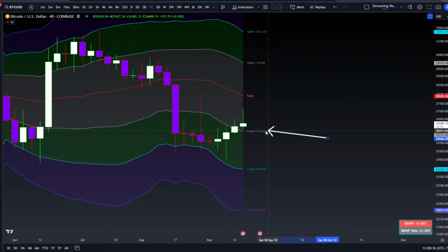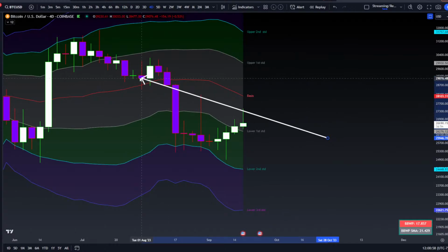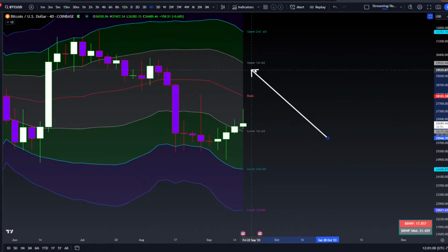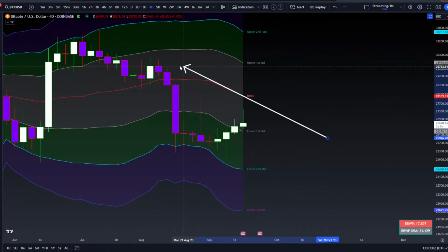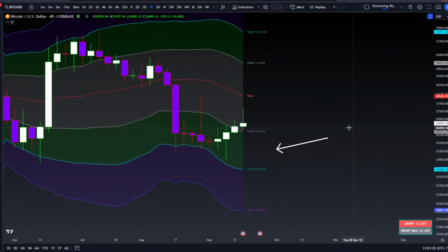If we do see closures below there, then it brings back into play the lows here on a close at first, and that's coming in around 25,800 to the wick lows and the lower second. Of course, that wick low is coming in at around 24,900, and the lower second standard deviation at 24,500. And of course, above the basis, we're targeting the lows up here around $29,000 to the highs by the upper first at 30,000 to 30,300 or so as a generalized area from the 4-day perspective.